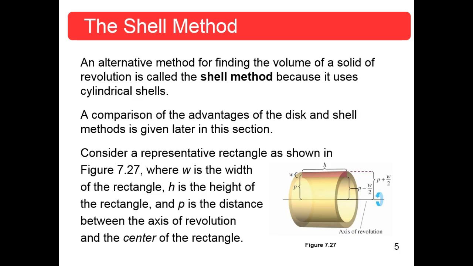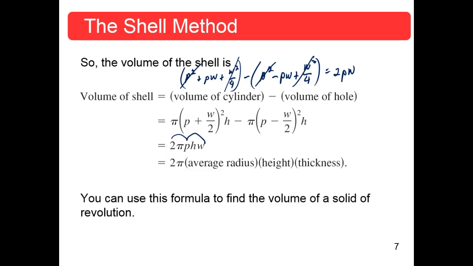2 pi times the radius. So that's where you got this. Okay. 2 pi times the radius, that's the circumference of that shell, times the height of the shell times the thickness of the shell. You flattened it out and made a rectangle.